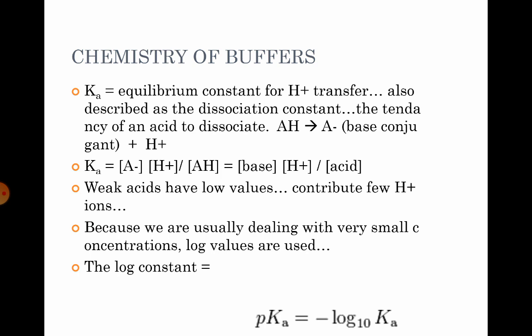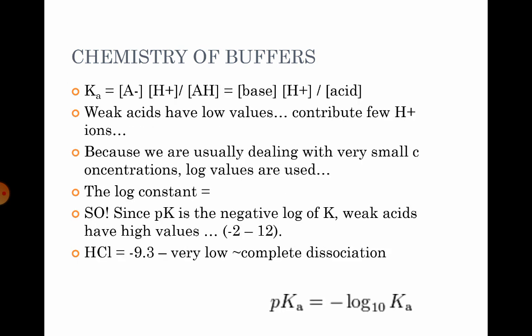Chemistry of buffers. Ka is the equilibrium constant for H plus transfer, also described as the dissociation constant, the tendency of an acid to dissociate. So Ka is equal to the concentration of A minus into the hydrogen ion concentration divided by the concentration of HA, which is equal to base into hydrogen ion concentration by acid. Weak acids have low values and contribute few hydrogen ions. Because we are usually dealing with very small concentrations, log values are used. pKa is equal to the negative logarithm of Ka.